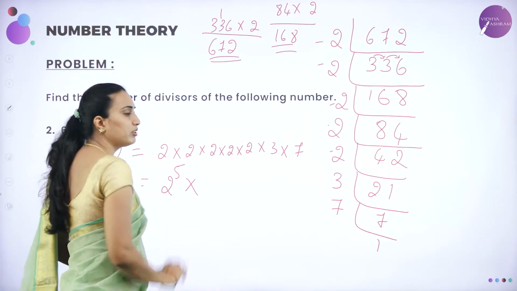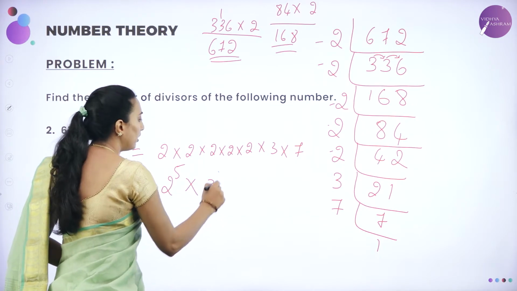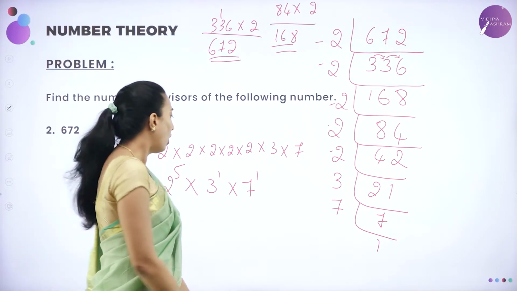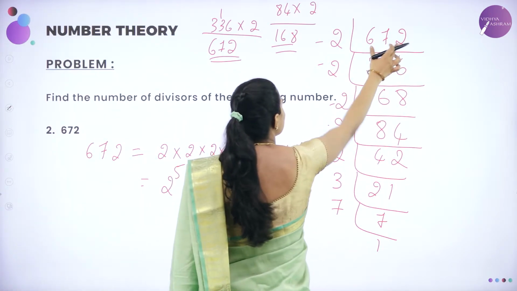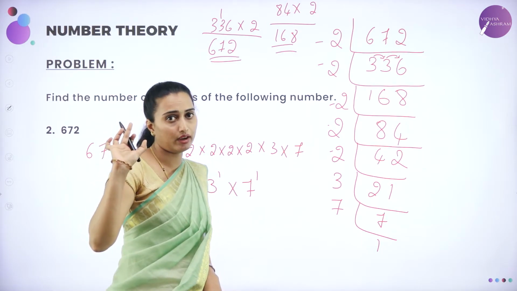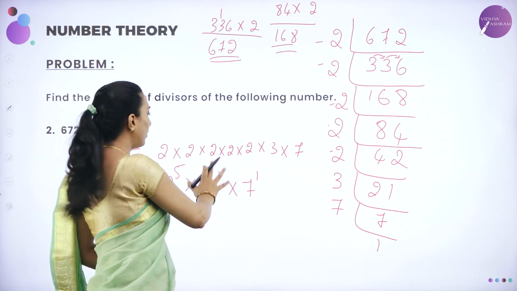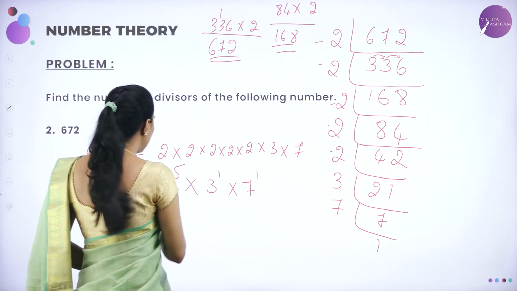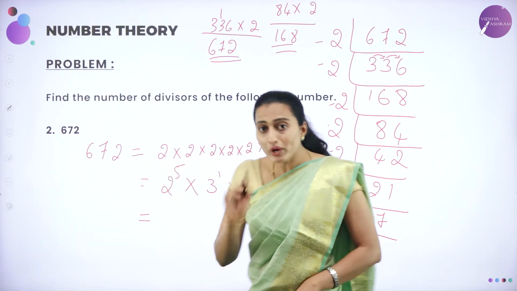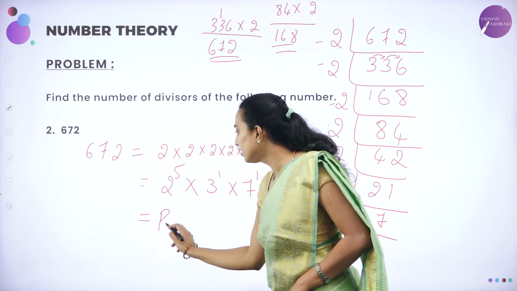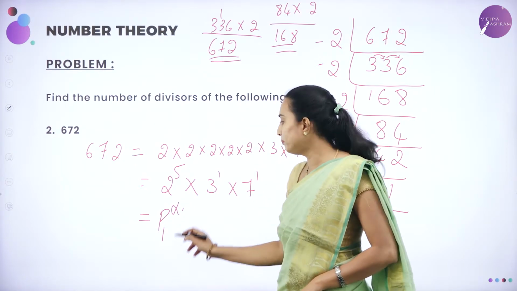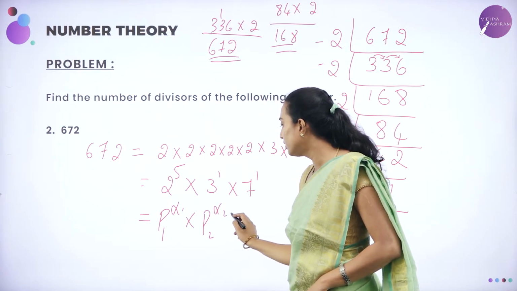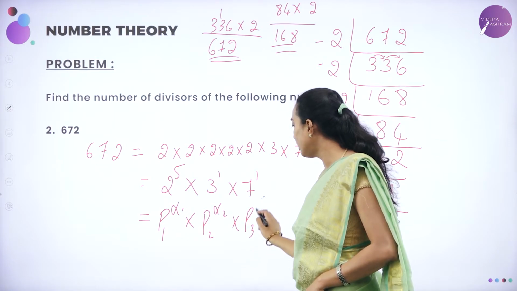How many times are you having 3? Only one time. 3 power 1. How many times are you having 7? Only one time. 7 power 1. All this multiplication gives you the number 672. You can multiply: 2 power 5 into 3 power 1 into 7 power 1 gives you 672. So you can observe, dear student, this is in the form of P1 power alpha 1 into P2 power alpha 2 into P3 power alpha 3.